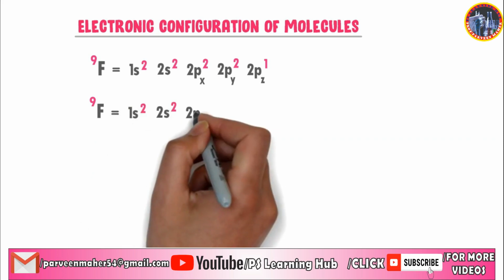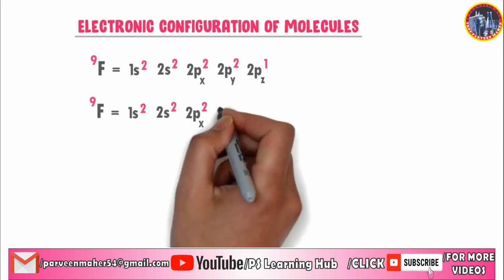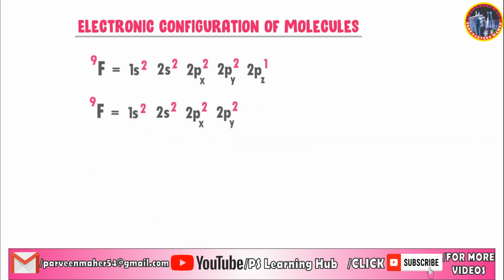1s can accommodate 2 electrons, 2s can accommodate 2 electrons, 2px can accommodate 2 electrons, 2py can accommodate 2 electrons, and 2pz can accommodate 1 electron. Similarly, in the case of this fluorine atom, 1s can accommodate 2 electrons, 2s can accommodate 2 electrons, 2px can accommodate 2 electrons, 2py can accommodate 2 electrons, and 2pz can accommodate 1 electron. We know that these two atoms of fluorine will react together chemically to form the fluorine molecule F2.